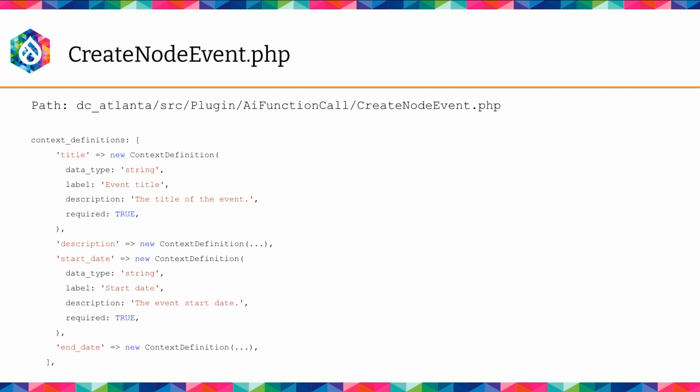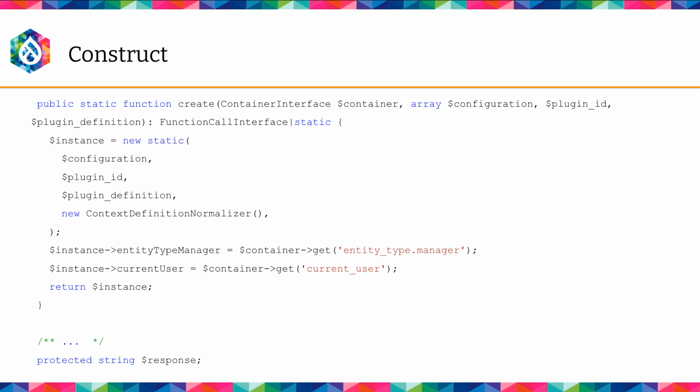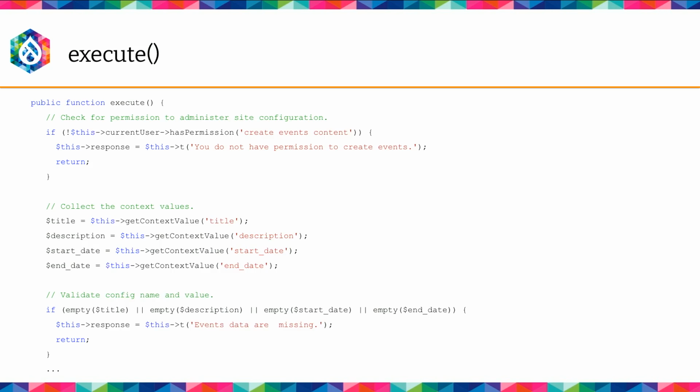The start date I'm passing as a string because the Drupal date field accepts strings, so I need to pass it as a string. And the end date is the same as the start date. Once that is done, in our construct I will use the entity type manager and the current user, because I want to see if the user in our execute function has the permission to create event content. Then I will collect the data from the context.